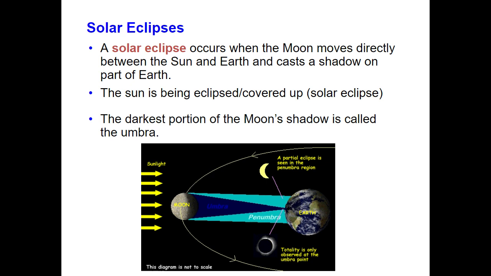The sun being eclipsed is called a solar eclipse. That's when the moon is between the sun and the Earth. The darkest portion of the moon's shadow is called the umbra, and this happened in August of 2017, and it actually happens again in 2024. If you're lucky enough to live in the area, you may get to see both of those in your lifetime.